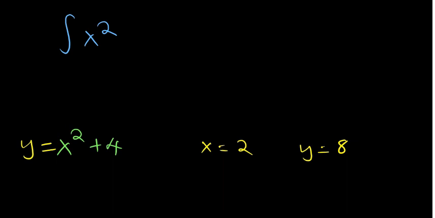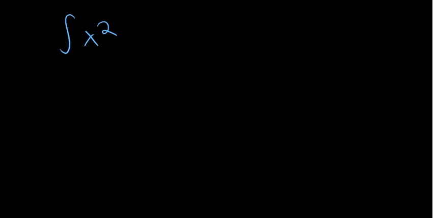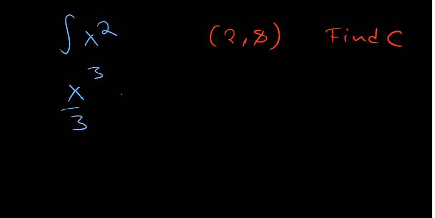So if they've given you a coordinate (2, 8), and then they ask you to integrate x squared, given that the original function passes through that point, you're able to find c. Let's try to see how. If you integrate x squared, you're going to have 2 plus 1, which is of course 3, and then divide by that 3, so it will be plus c. So this becomes your y. Y is equal to that.